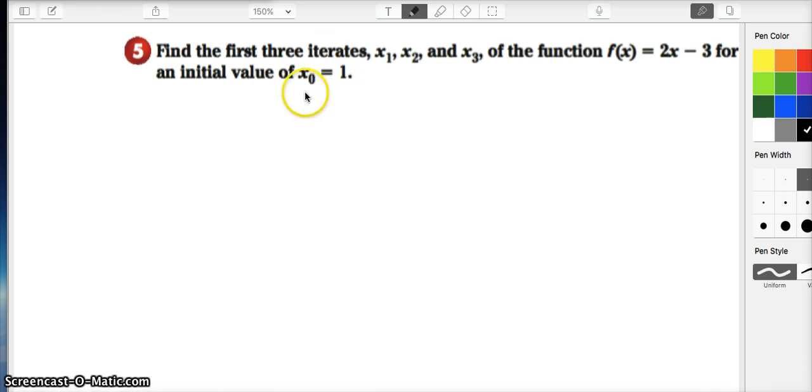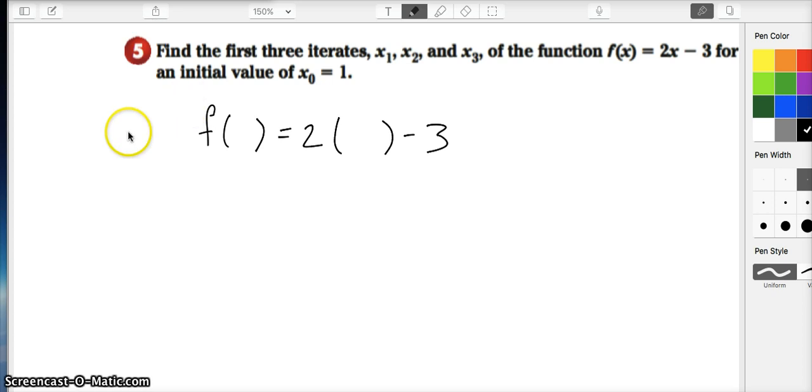So what we're basically doing, an iterate is found by substituting the value in. So watch this. I start off the way I like to start off, which is the blank version of my function. F of blank is equal to 2 times blank minus 3. And we know that the initial value, x sub 0, is equal to 1. So that's the first value we plug in. Once we plug in the 1, the value we get is going to be x sub 1. So f of 1 is equal to 2 times 1, which is 2, minus 3, which is -1. So x sub 1 is equal to -1.